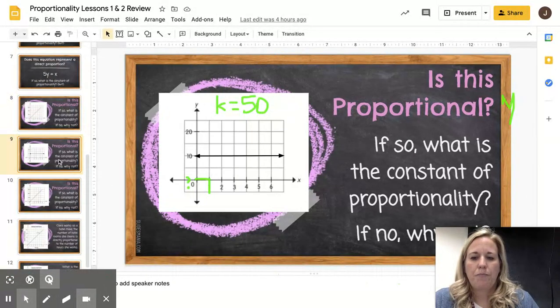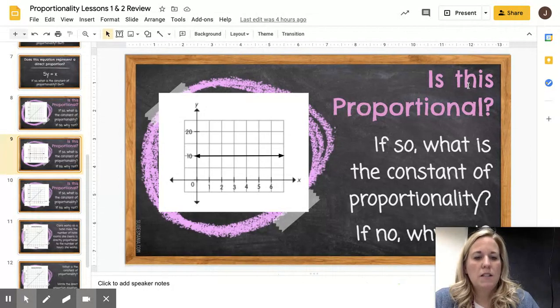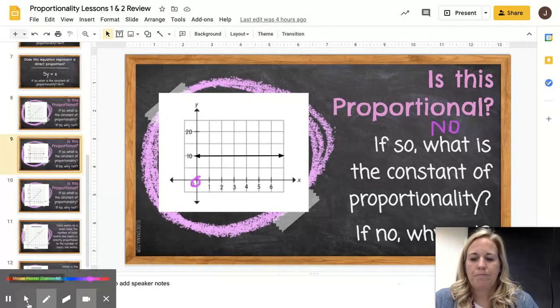All right, let's try another one. Here we go. Is this proportional? Pause me and figure it out. All right, well, in this one, remember two things, straight line. My line is definitely straight. And then two, it has to go through the origin. Here's my origin, and my line does not go through it. So I would say, no, this is not proportional. And if no, why? Well, I just said why. It doesn't go through the origin would be the answer.